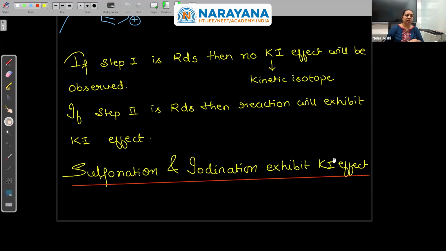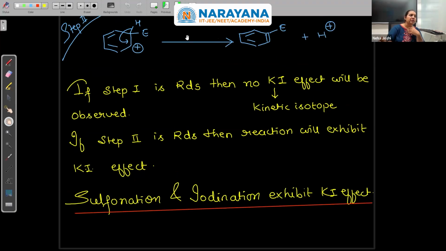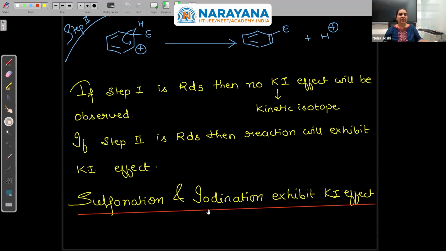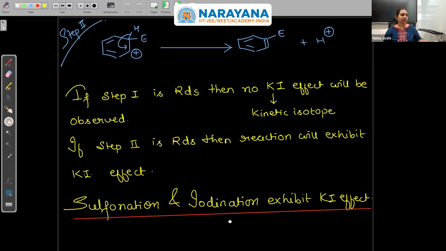Sulfonation and iodination exhibit KIE. Still, I am not commenting that sulfonation and iodination have second step RDS. There are, what should I say, very thin boundary line variations in the statements. I'm not saying that for sulfonation, iodination, second step is RDS. I'm saying just that they exhibit kinetic isotope effect.